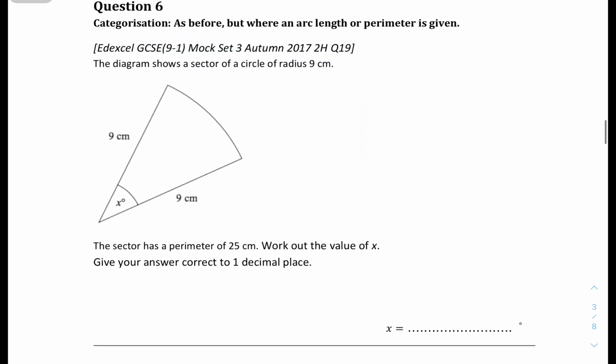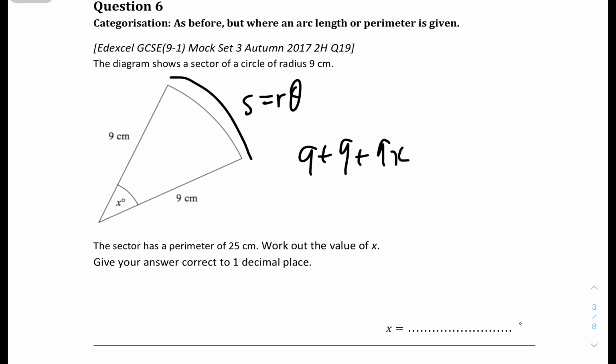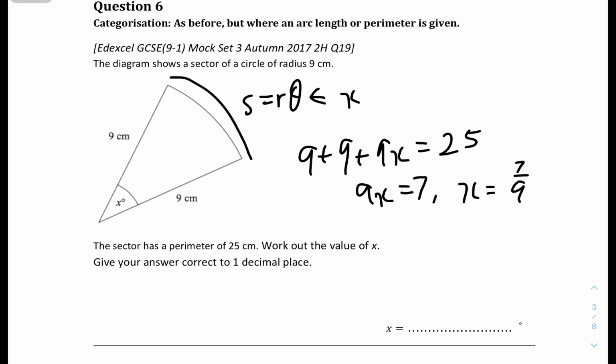And question 6, the diagram shows a sector of a circle with radius 9. The sector has a perimeter of 25 cm, and work out the value of x. So we define this, which is s equals r theta. So the perimeter will be 9 plus 9 plus 9x, because x is theta. This will equal 25. And if you rearrange it, you get 9x equals 7, and therefore x equals 7 over 9 radians.